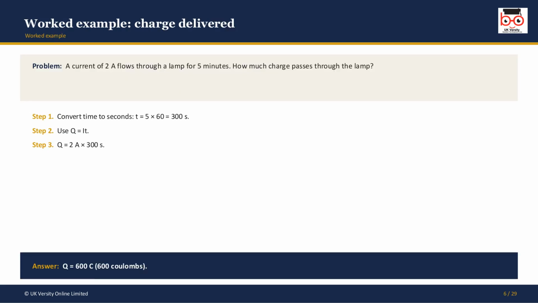Let's put that to work. Suppose a current of 2 amps flows through a lamp for 5 minutes, and we want the charge that passes. First, convert the time. 5 minutes is 300 seconds. Then apply charge equals current times time, so that's 2 amps times 300 seconds, which gives 600 coulombs. Straightforward once the units are right.